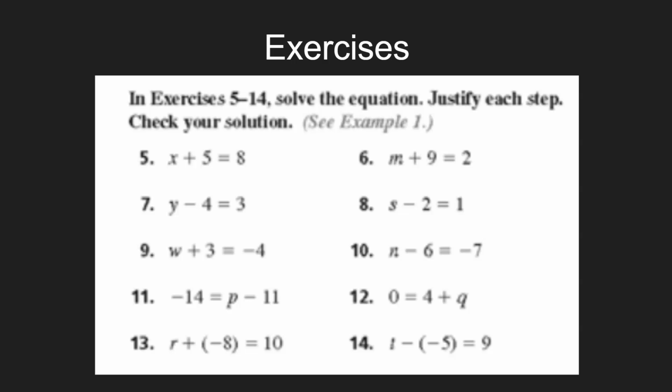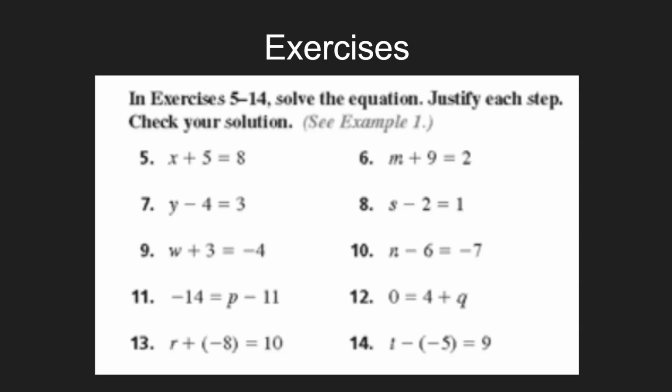Number 13, r plus negative 8 equals 10. So the parentheses mean that the negative 8 happens before everything else. So we're just going to distribute the negative 8 here. So r minus 8 equals 10. You just add 8 to each side and you get r equals 18.